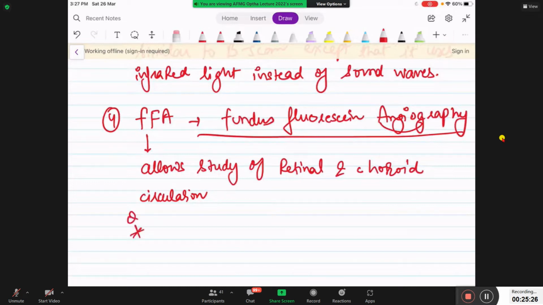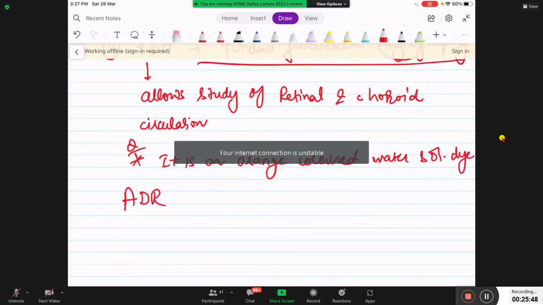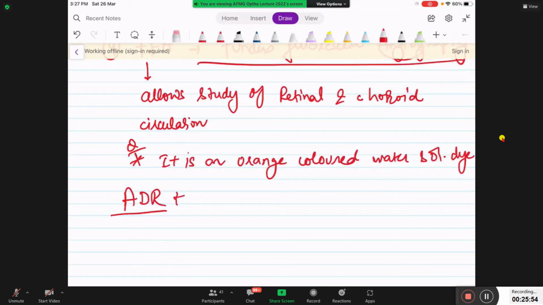Next important question, write down. It is an orange colored water soluble dye. What are the adverse drug reactions? ADR. ADR is adverse drug reaction. What are the adverse drug reactions of this dye?